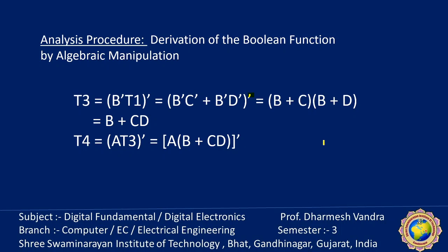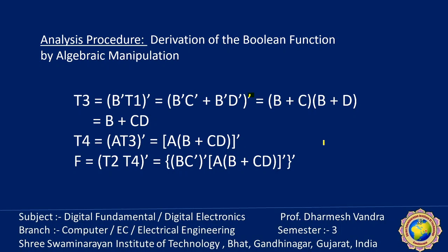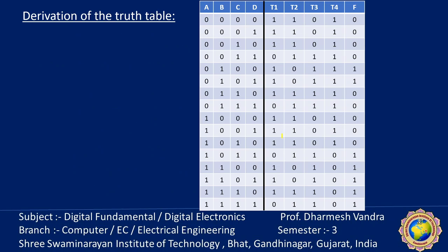T4 is (A T3) whole dash. So substituting the T3 value B plus CD, we obtain A in bracket B plus CD, whole dash, while F is equal to (T2 into T4) whole dash. So we simplify it. It is in terms of BC dash plus A in bracket B plus CD. This derivation of T1, T2, T3, T4 is put into a table, along with the values of ABCD.